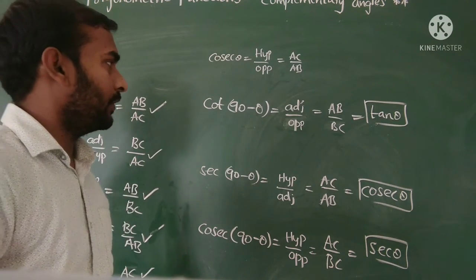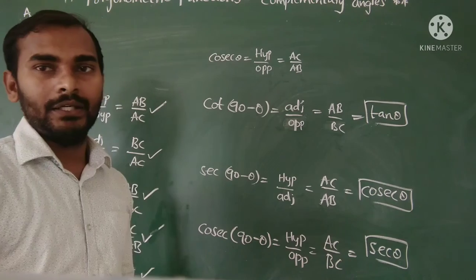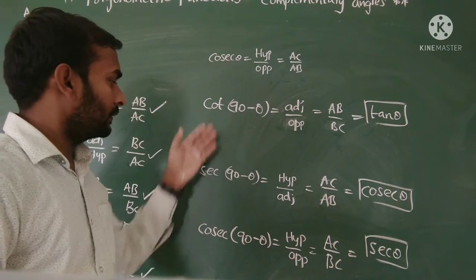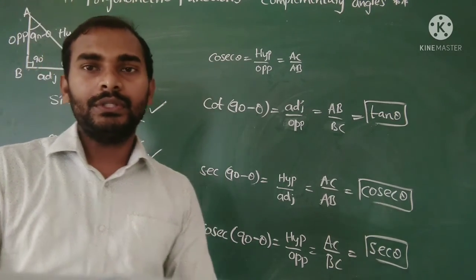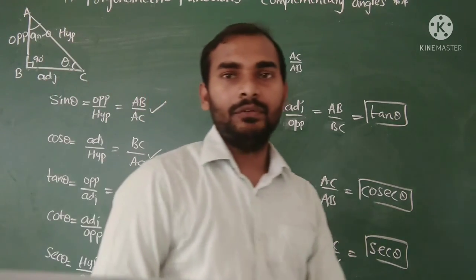Sin 90 minus theta, cos 90 minus theta, tan 90 minus theta, and cot, secant, cosec. These trigonometric ratios we can find out using this method. I hope this method is very useful to you.